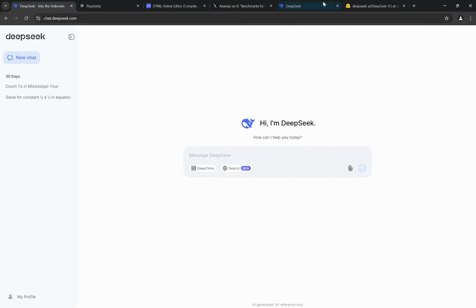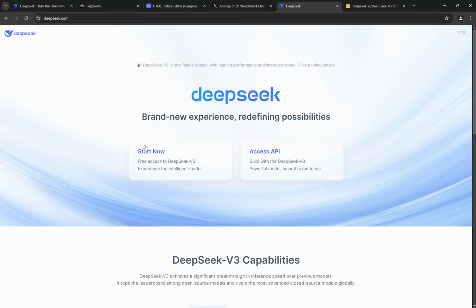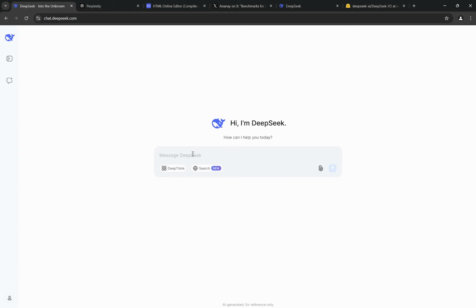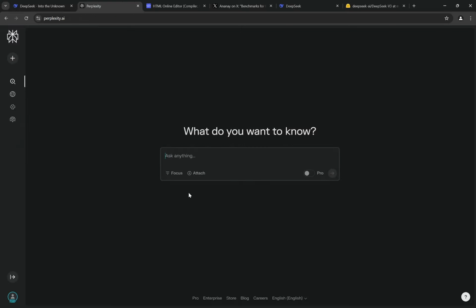Now if you click on start now, you actually get completely free access, and this is actually pretty good because you also get a reasoning mode which is called deepthink, and I have made a video previously, but it was not version 3. So you have a deepthink mode, and now recently they have added search, so it becomes pretty much similar to perplexity. And I also have perplexity, and currently it is set to Claude 3.5 Sonnet. So we'll start comparison with that.